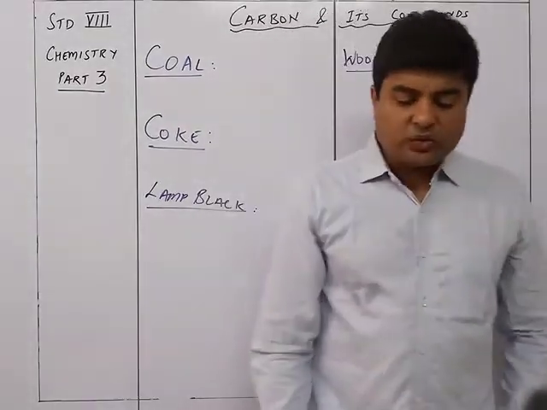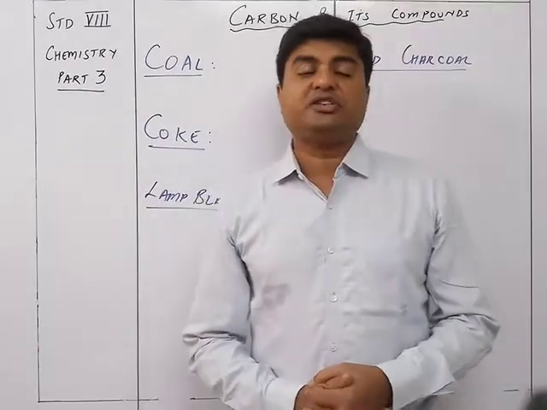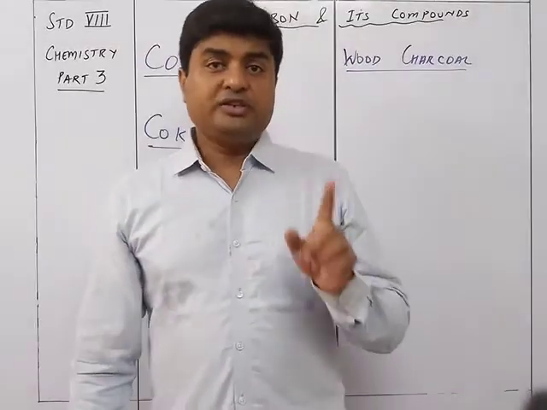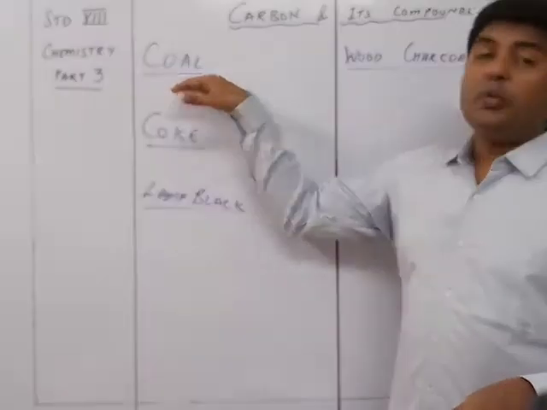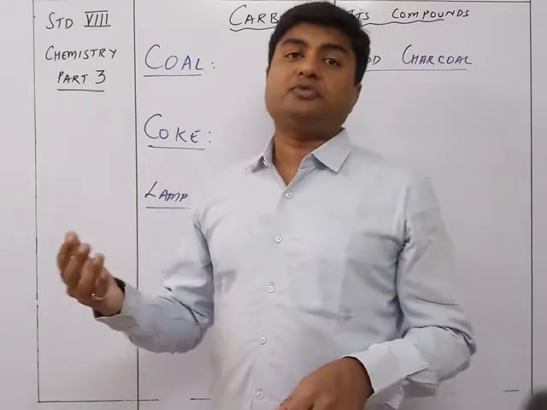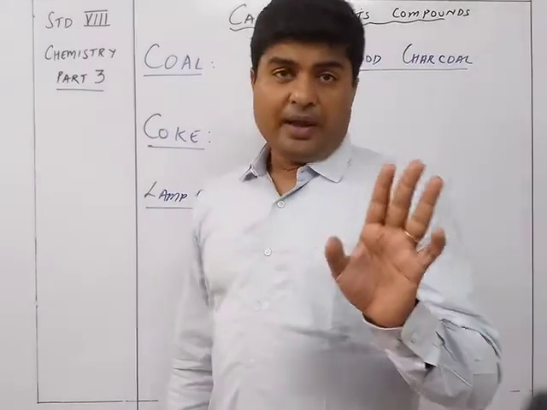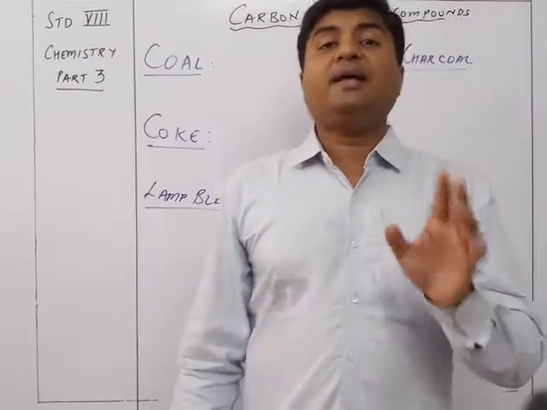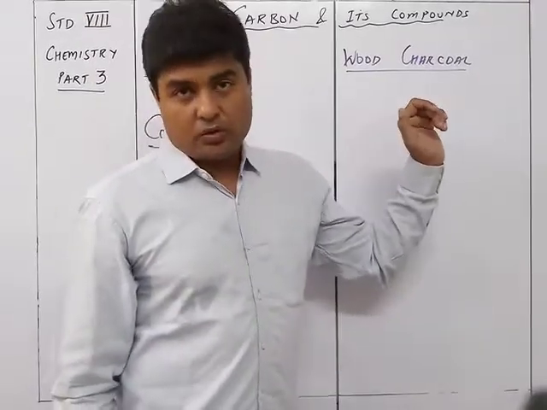Preparation wise, wood charcoal is obtained as the residue on destructive distillation of wood. We had learned destructive distillation of coal. Destructive distillation of coal gives you coke. Coal, when burned in absence of air at a high temperature, becomes pure carbon, which is nothing but coke. Similarly, if I take wood and burn the wood in absence of air at high temperature, it is called destructive distillation of wood, which gives rise to wood charcoal.